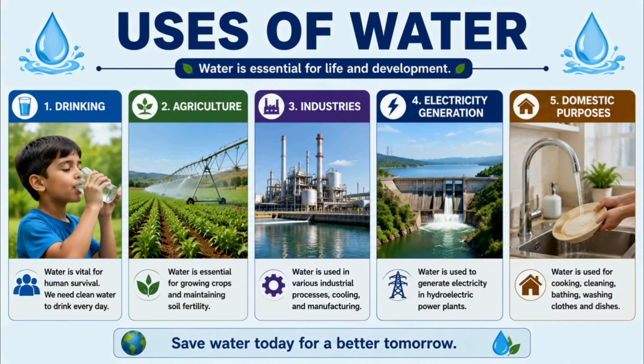Water is vital for human survival. We need clean water to drink every day. For agriculture, water is essential for growing crops and maintaining soil fertility. For industries, water is used in various industrial processes, cooling and manufacturing. For electricity generation, water is used to generate electricity in hydroelectric power plants. Domestic purposes: water is used for cooking, cleaning, bathing, washing clothes and dishes.